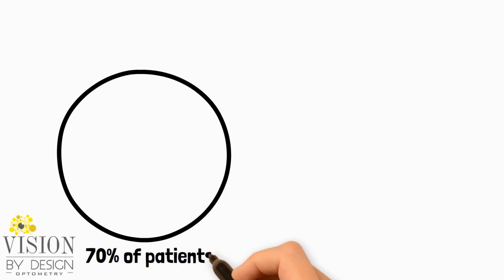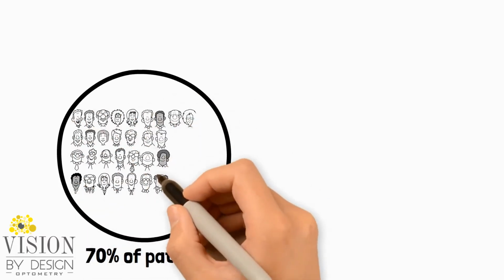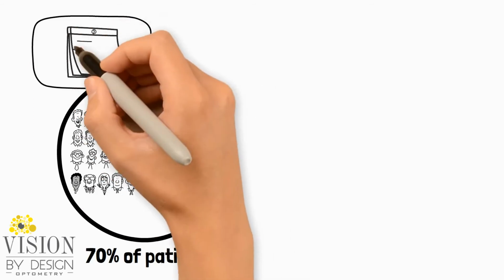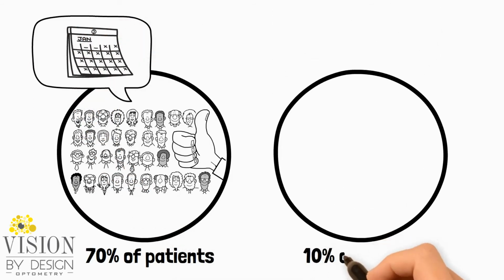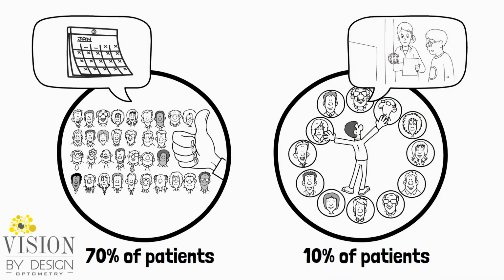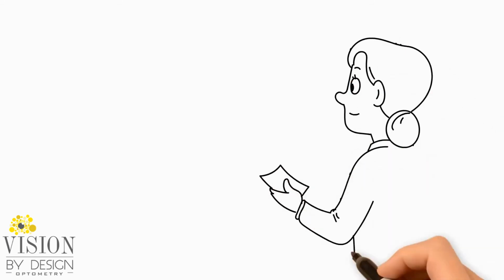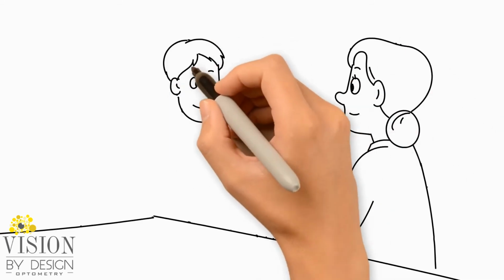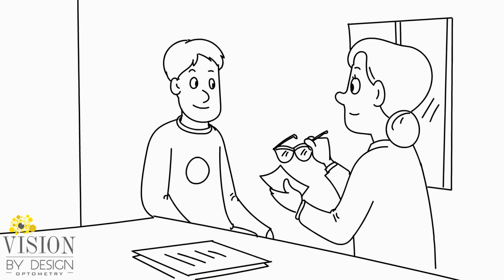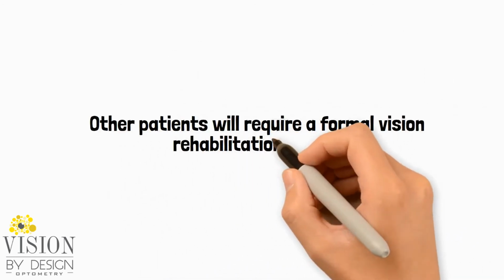Up to 70% of patients who have a concussion will have some sort of visual symptom, but fortunately, most of these resolve within 1 month of sustaining the injury. The remaining 10% of patients often require treatment to rehabilitate the visual system. Treatment may include prescribing therapeutic lenses in order to make it easier for the brain to process visual information. Other patients will require a formal vision rehabilitation program.